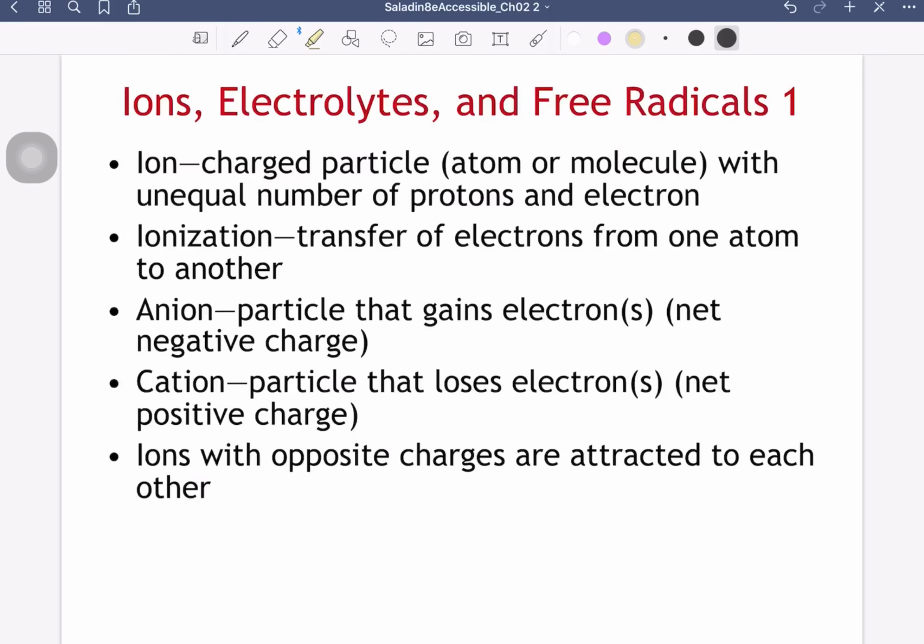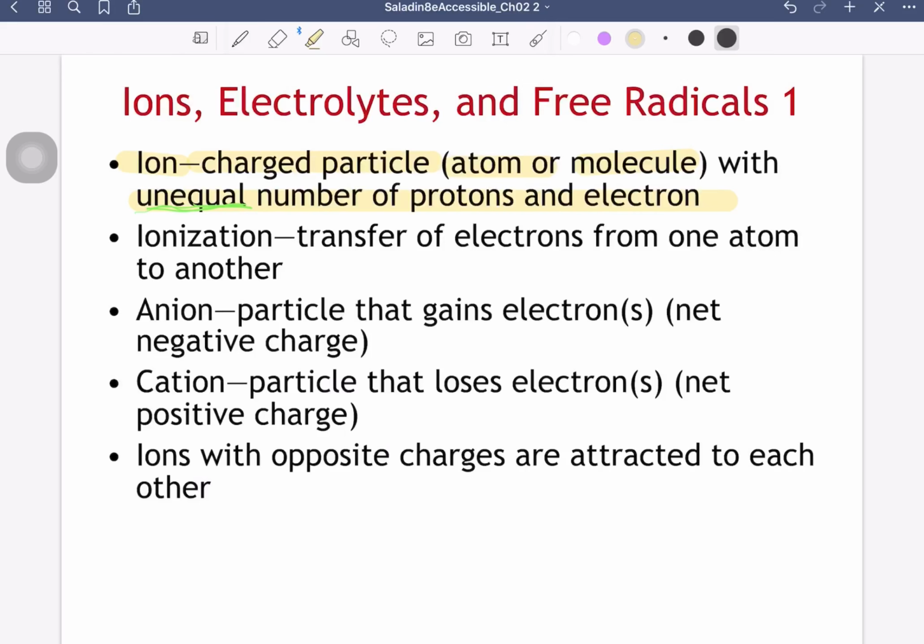Now let's spend a few minutes and talk about ions, electrolytes, and free radicals. So the definition of an ion is a charged particle. Either it could be an atom or it could be an actual molecule. And in this case, we have, and this is an important word, I'm going to underline it, an unequal number of protons and electrons. Now, there's also a word, ionization, which means the movement or transfer of electrons from one atom to the other.